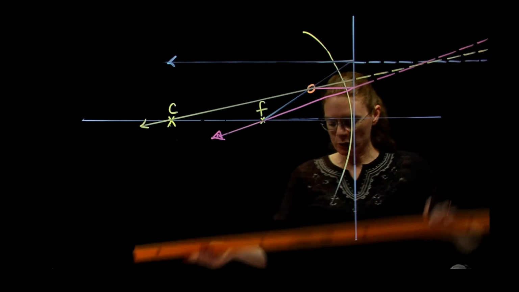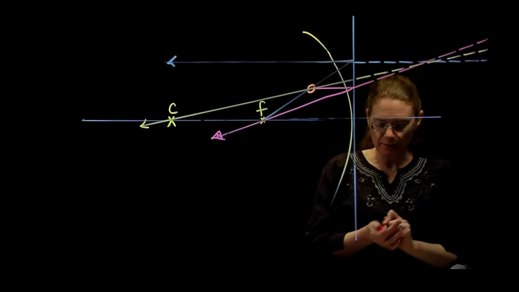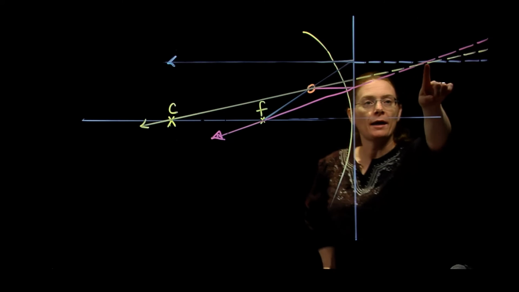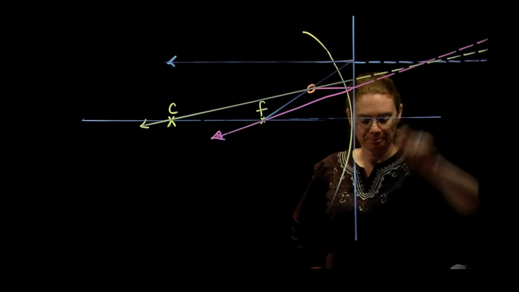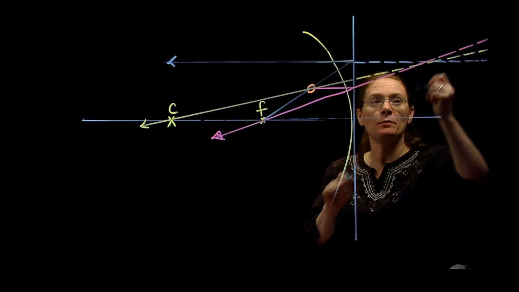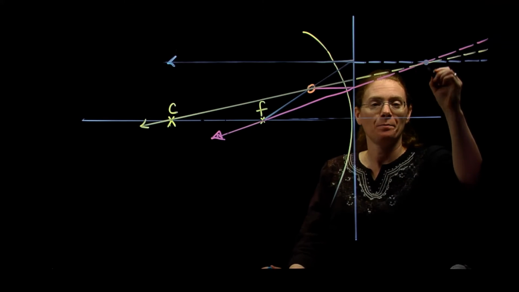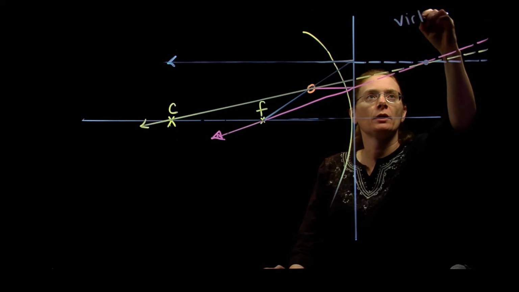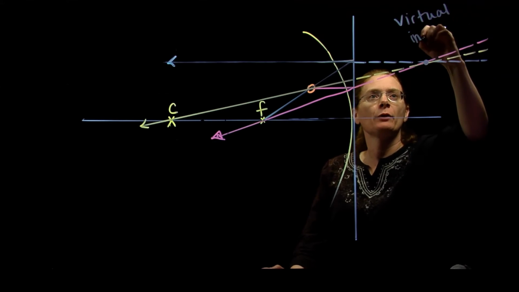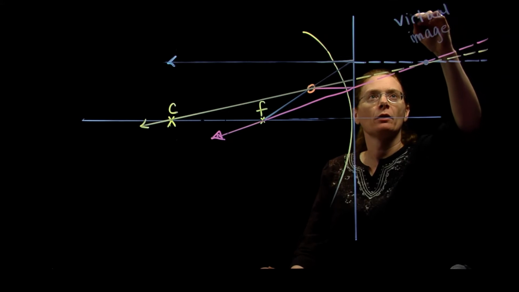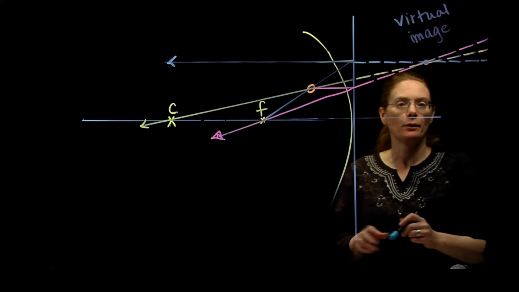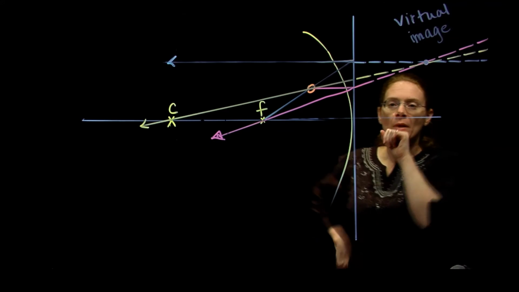So when we backtrace all three of the rays that are leaving the mirror, we actually do see they converge back here. Now, again, it doesn't mean there's an actual image here. This is a virtual image. The light rays aren't going through the mirror. Our eyes are fooled into thinking that the light rays are meeting back here.